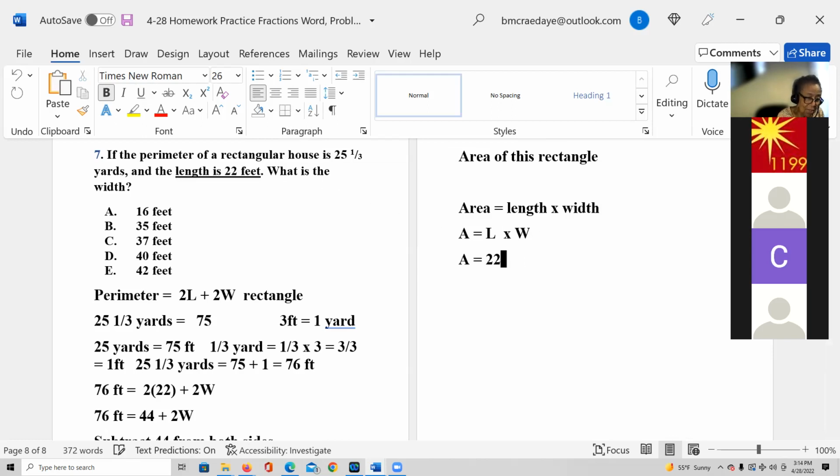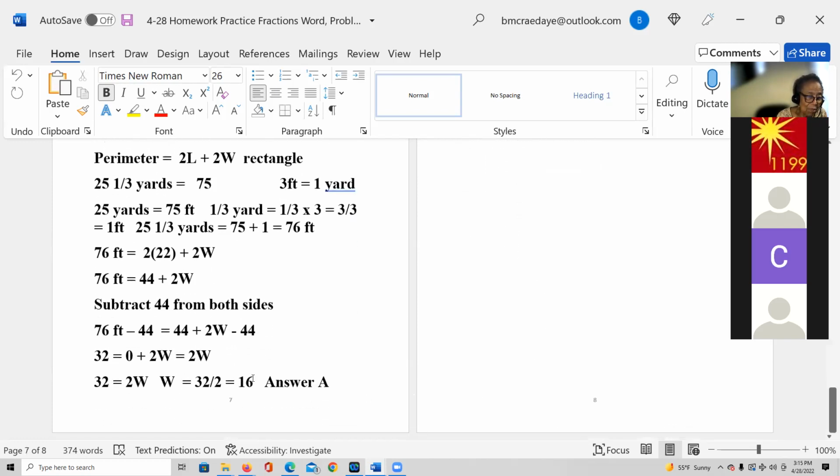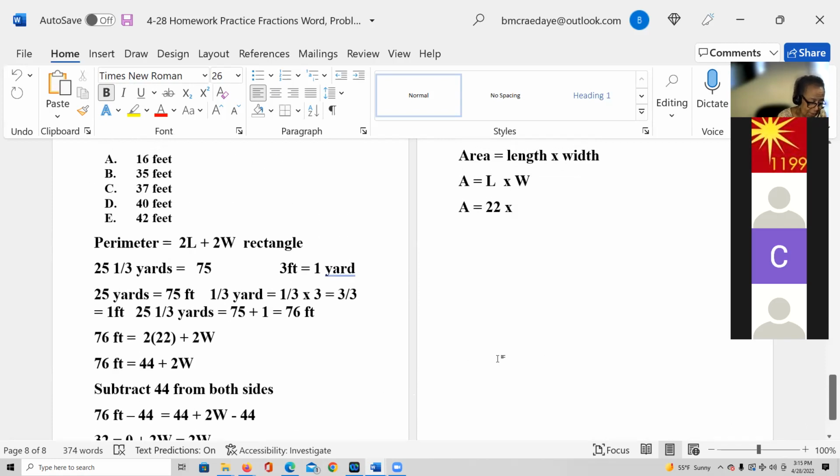We calculated the width. What's the width, Mercedes? The width was 76. No, that's the perimeter. We calculated the width. Let's go back to here. What was the width? Right here. 16. Okay, so the width is 16. Multiply that out. What do you get? And the answer should be 352. And what would be the units?